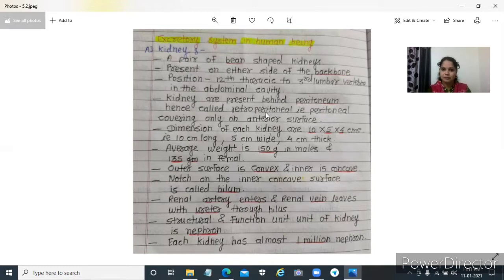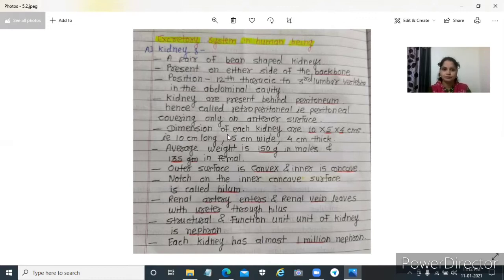Now what is the meaning of retroperitoneal? Retroperitoneal means there is a peritoneal covering only on the anterior surface, meaning the kidney has a peritoneal covering only at the anterior surface, and the whole kidney is not covered. So that's why we use the term retroperitoneal.